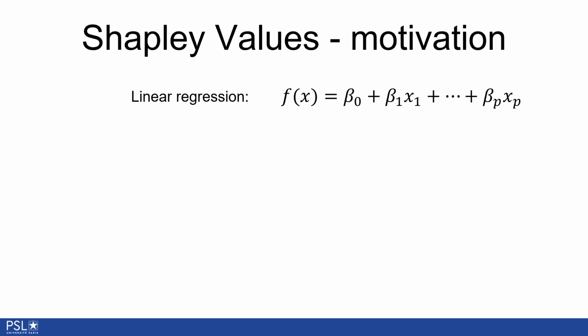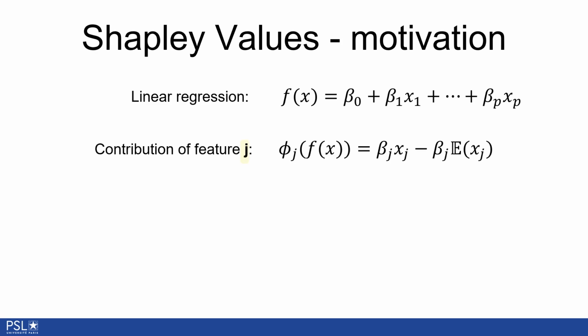Let's go back to the most fundamental example of an interpretable model: linear regression. In linear regression, the output is obtained by multiplying every input feature by a coefficient beta, summing over the features, and possibly adding an intercept term, beta 0. In this model, the contribution of feature j to the output is directly given by multiplying the value xj of this feature with the corresponding coefficient beta j. This is a quantity that we also called the effect of feature j in the lecture on linear regression.